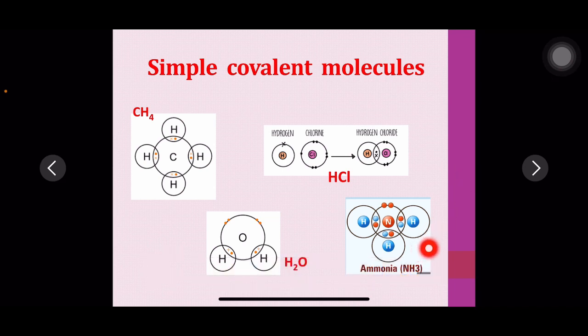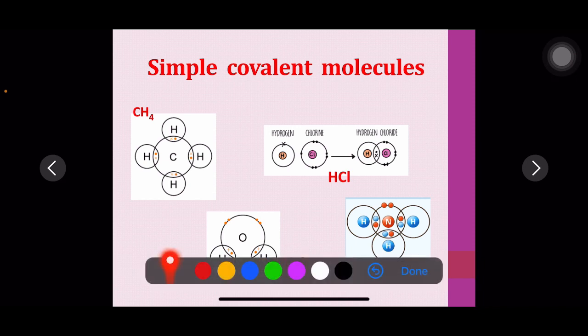Another example is ammonia. 1 nitrogen is bonded with 3 hydrogen and nitrogen has total 5 electrons in the valence shell. So 1 pair of electron is existing as a lone pair. This type of bonding is called covalent bond, and some examples of simple covalent molecules are explained to you.